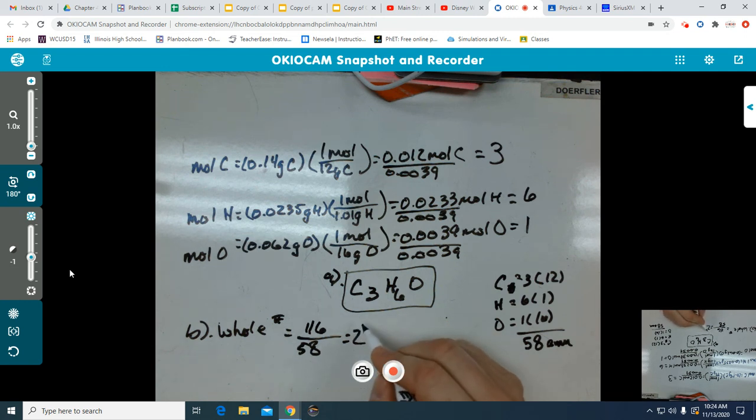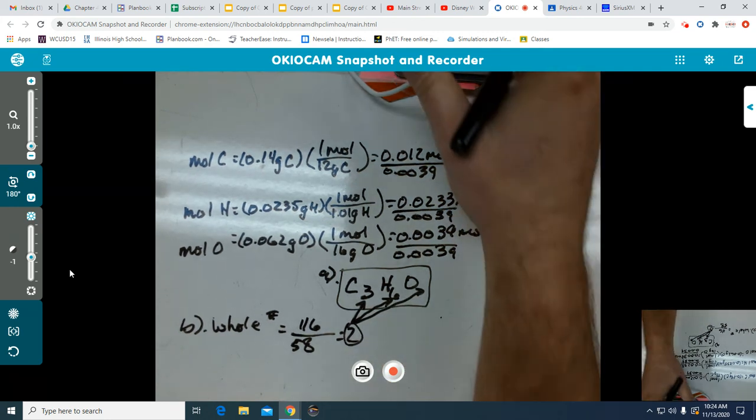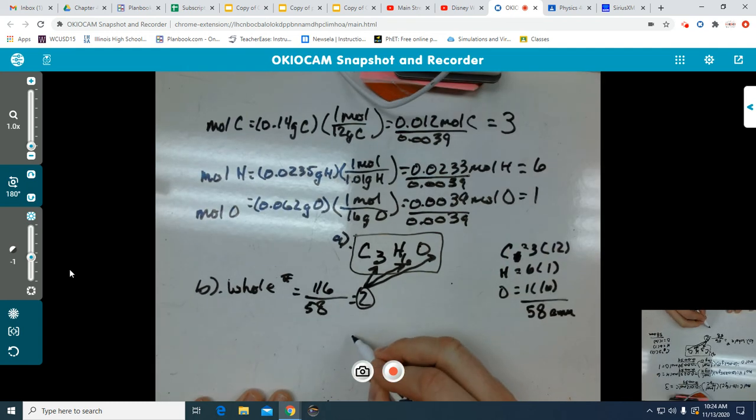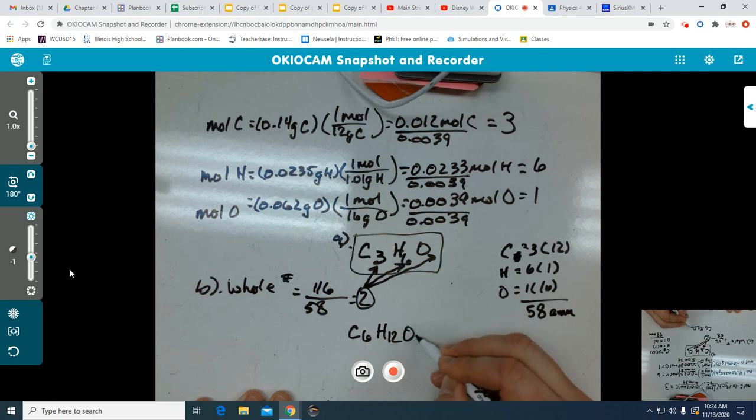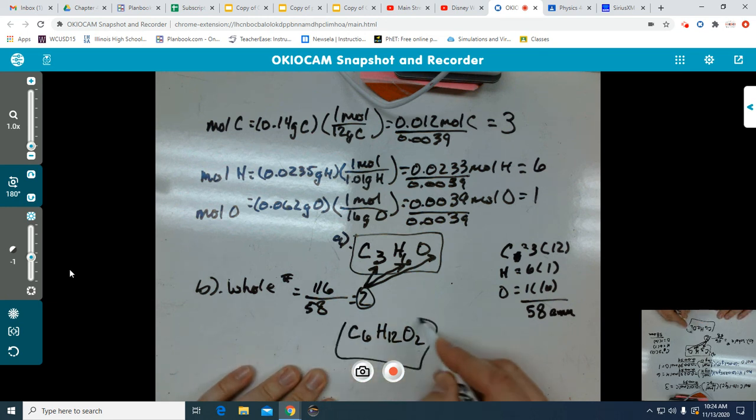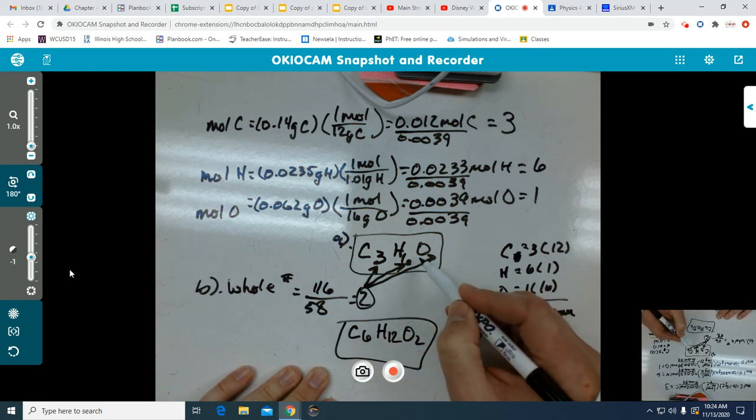So now, in order to answer for B, we have to take the whole number multiple of 2 and multiply all subscripts by that whole number multiple. So part B, we get a final answer of C6H12O2. Again, if we wanted to, we could check it, but we're good. So this is part B. This is the molecular formula. This is the empirical formula.